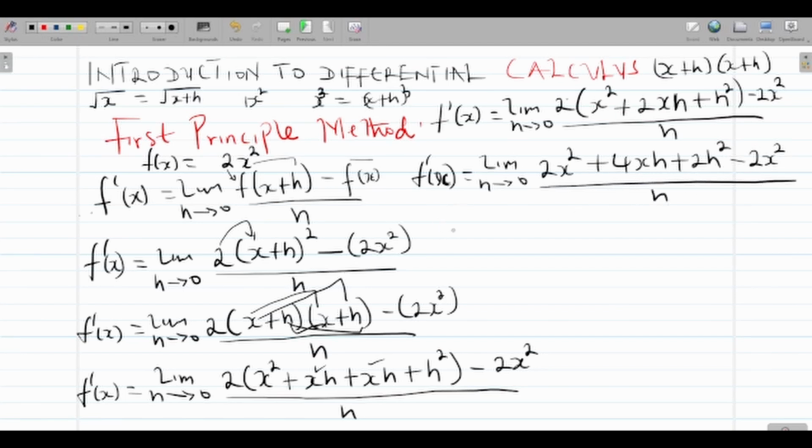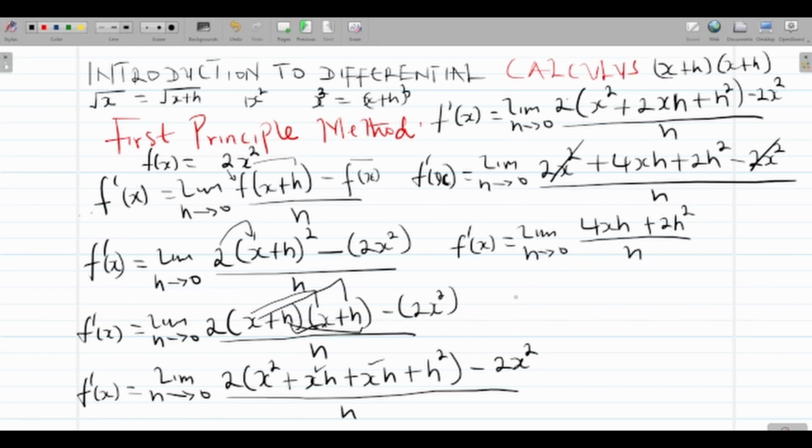Let's proceed. Now, if you look at this numerator here, you have 2x squared minus 2x squared. These are like terms. One is a plus, the other is a minus, so you can easily cancel them out, because 2 minus 2 gives you a 0. This and this, we cancel them out. And what's now remaining? We have f prime of x is equal to the limit as h approaches 0 of 4xh plus 2h squared all over h.